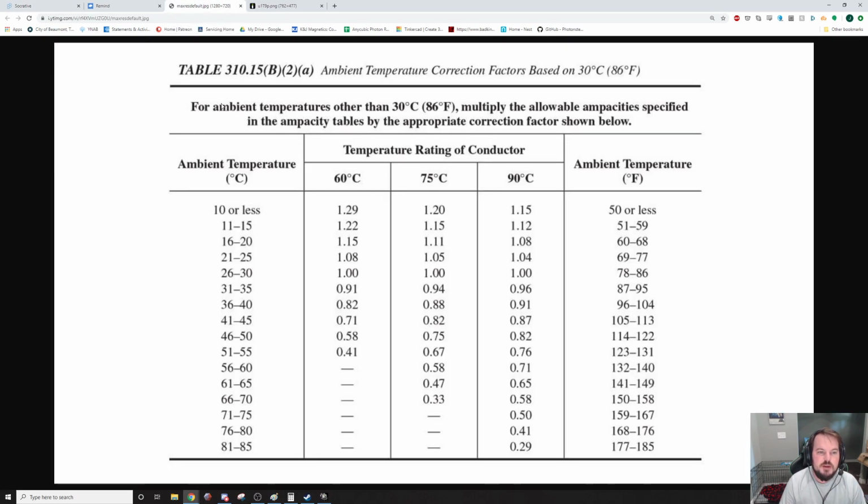But we do need to worry about ambient temperatures other than 30 degrees Celsius. We are using a 75 degree Celsius wire, so we will be in this middle column, and the ambient temperature is 55 degrees Celsius, which is like 131 degrees Fahrenheit. This must be like a rooftop in Arizona or something. Anyways, so if you come down, you have 51 to 55 degrees, and your multiplier is 0.67.